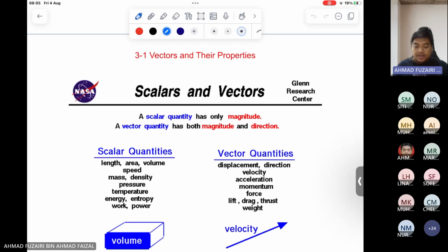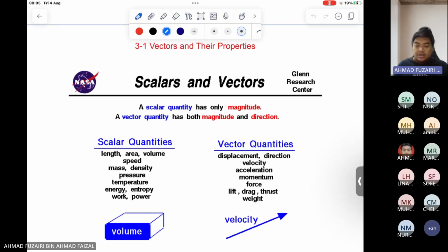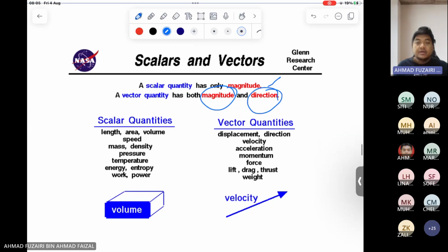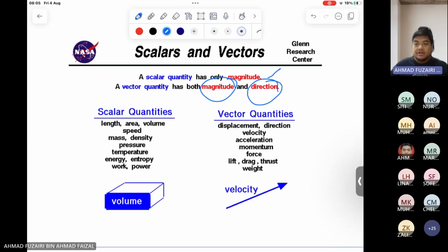scalar quantities. A scalar quantity has only magnitude, while a vector quantity has both magnitude and direction. So these are examples of scalar quantities, which I will compare to vector quantities. So what actually are vector quantities? A vector is a measurement with direction.